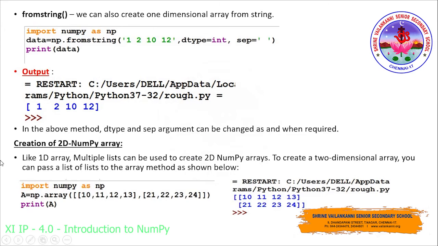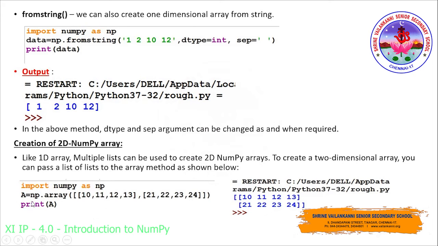And now let us see how to create a two-dimensional array. The difference between a one-dimensional and a two-dimensional array is that when you're creating a one-dimensional array, you will be passing only a single list to the array method, whereas to create a two-dimensional array, you will be passing multiple lists to the array method. Multiple lists or a nested Python list. So see here, one more list. This is the first list and this is the second list, which is called a nested Python list, or you're passing multiple lists to the array method.